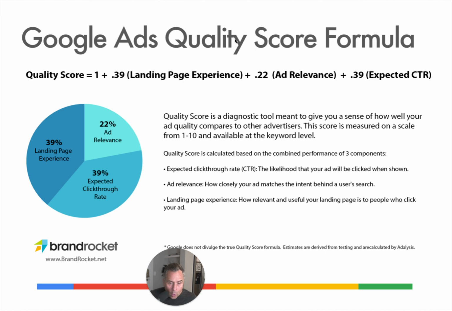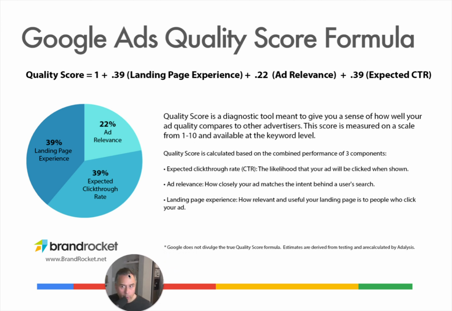The first one I'm going to talk about is ad relevance. So roughly 22% is ad relevance. Does the ad copy match the query? Are we showing something that adds value to the person that's searching? Otherwise, who's going to use the search engine, right? So it's all about creating a quality experience. And this is why we do the thematic ad groups that we're going to talk about when we build out the keywords.